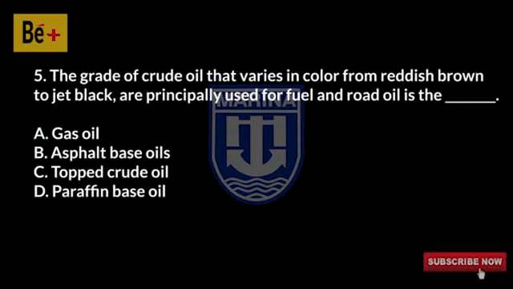The grade of crude oil that varies in color from reddish brown to jet black, are principally used for fuel and road oil is the A. Gas oil, B. Asphalt base oils, C. Top crude oil, D. Paraffin base oil. The answer is B. Asphalt base oils.